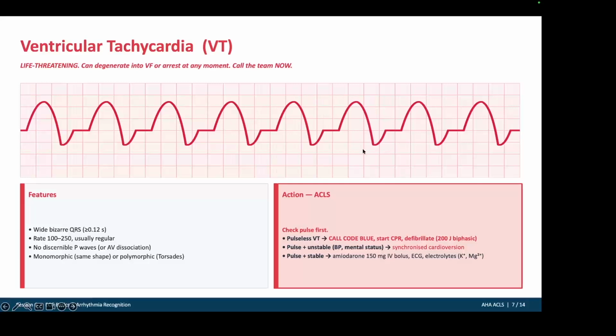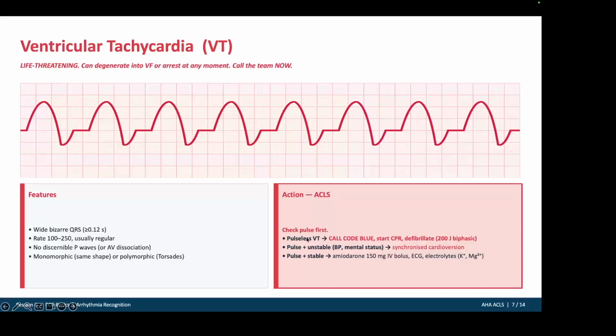There are no visible P waves here, and it is a similar wave pattern continuously repeating in order, which can be called monomorphic as the shape is the same. Sometimes the shapes may be different in each wave, and it can be called polymorphic. Action: it is one of the emergency rhythms.